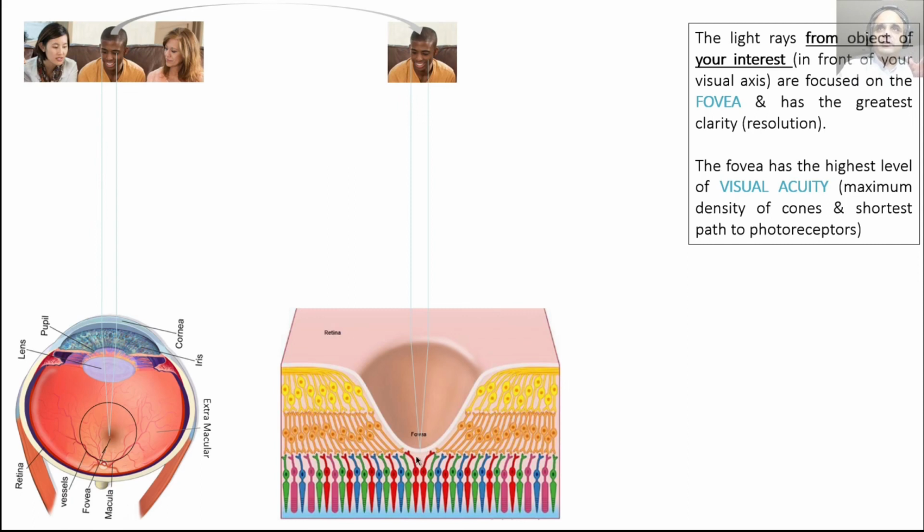simply because the light rays have to travel through the minimal thickness of the retina, because most of the layers move to the side, and the fovea has the maximal density of cones, which provide the best resolution.